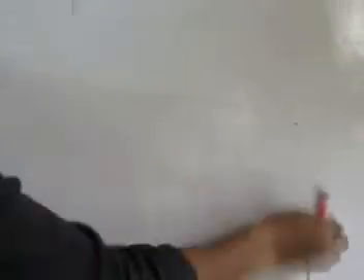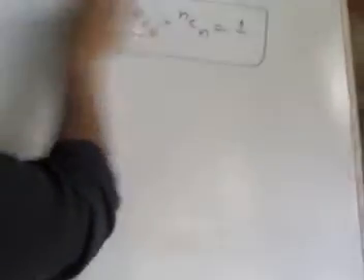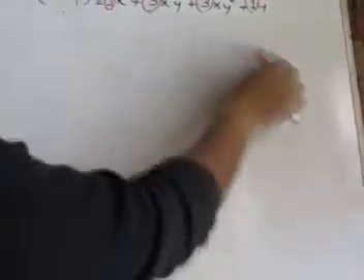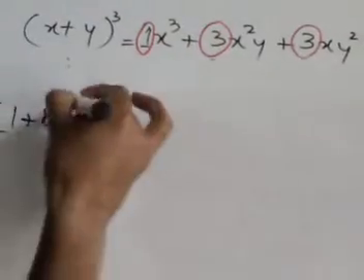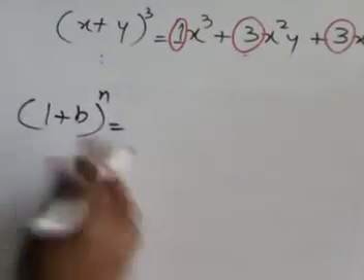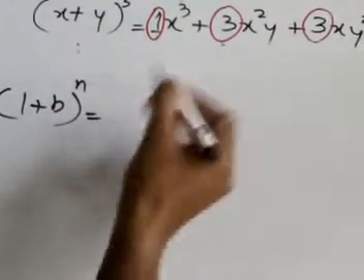You can see this in your additional mathematics book, the binomial expansion chapter, and you can see that the theorem is written in another form, that is (1 + b)^n. This is not something different. I'll tell you how he has expanded it.